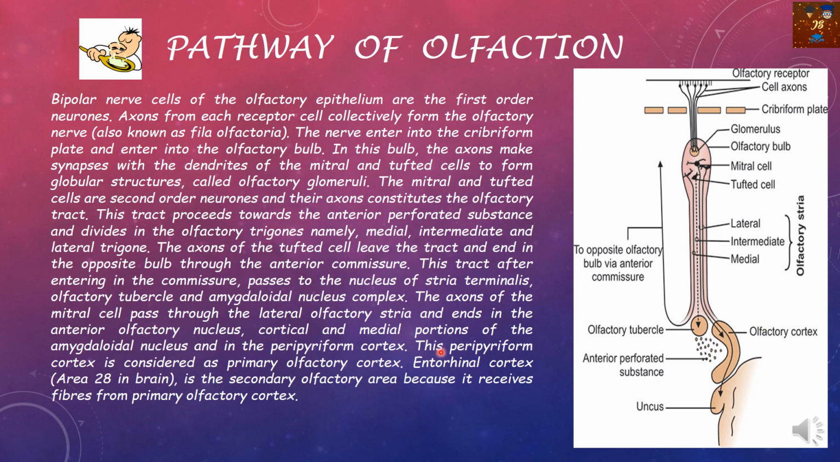That is written here. The periform cortex is considered the primary olfactory cortex, and from there it enters the secondary olfactory area, which receives fibers from the primary olfactory cortex. Here the analysis is done as to whether the sensation of olfaction will be accepted or rejected, and whatever analysis and interpretation is perceived from here goes back to the nose with the help of the motor nerve, and the nose acts accordingly.